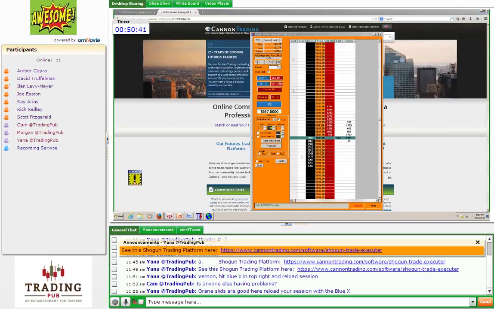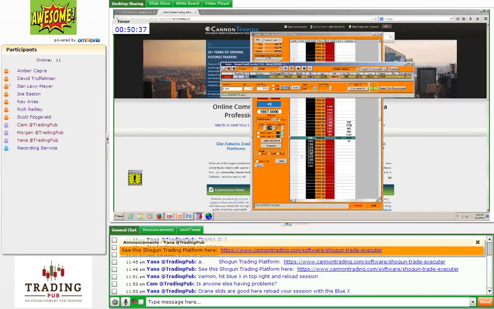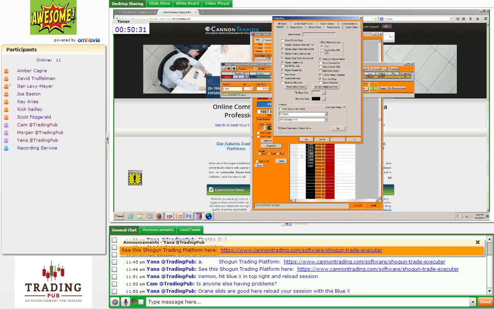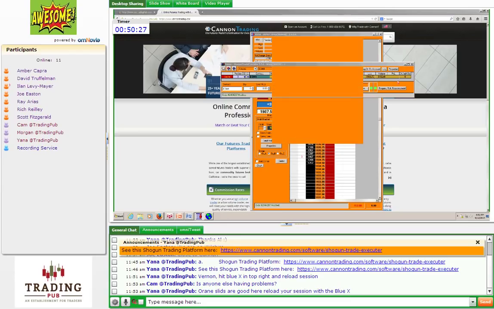Is actually the panic button, as we call it, and I'm going to go ahead and tell the panic button to go away so it doesn't interfere with our presentation. Hide panic button. Yes. Okay.